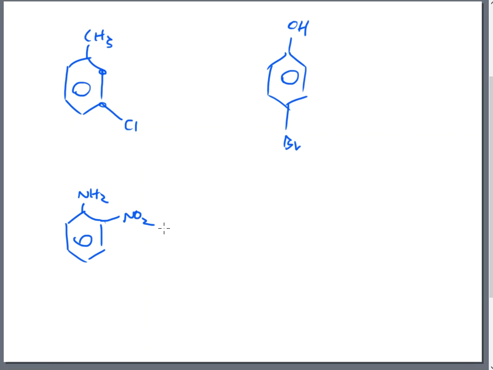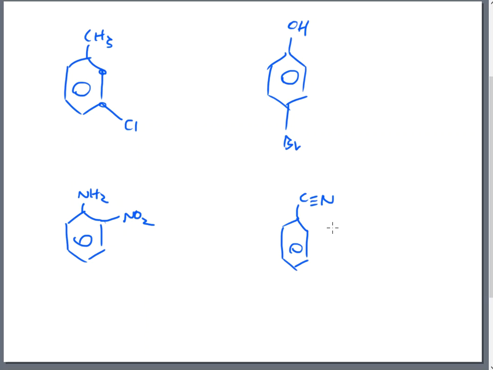For D, we have M-chlorobenzonitrile. Okay, so here is a benzene ring. The nitrile group is a carbon triple bond N. And meta to that position is a chloro group.